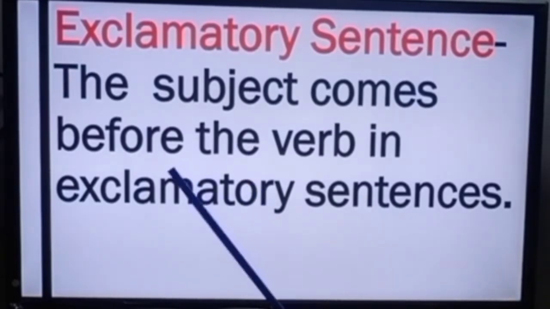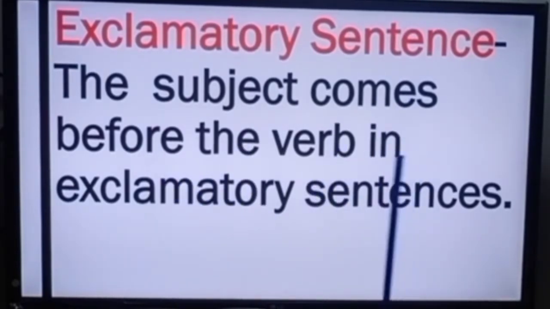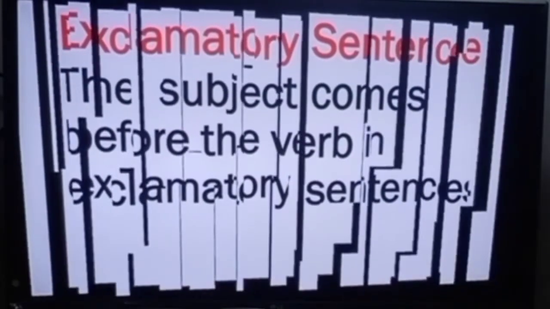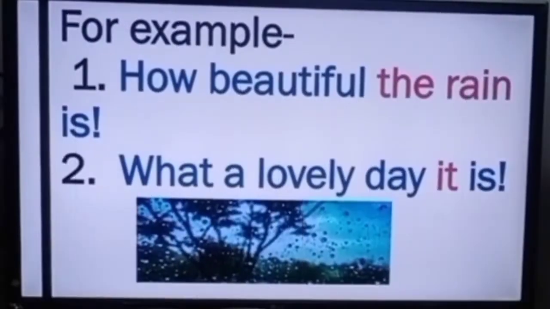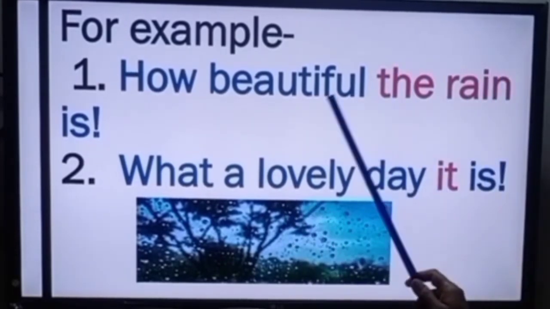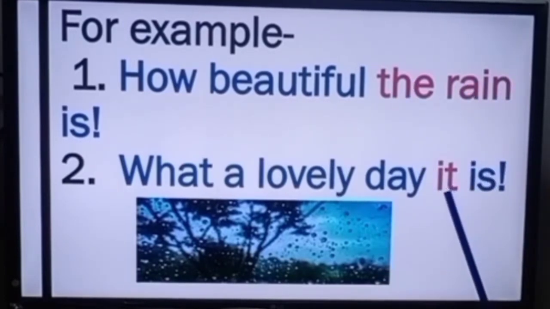Exclamatory sentence. The subject comes before the verb in exclamatory sentences. Now see how. For example, how beautiful the rain is. What a lovely day it is. So you can see that these are exclamatory sentences because these sentences show sudden feeling, right? So the rain and it are the subjects of the exclamatory sentences and they are written before the verb is, right?